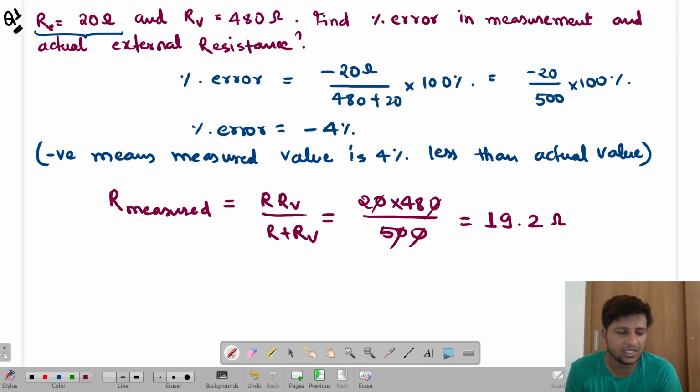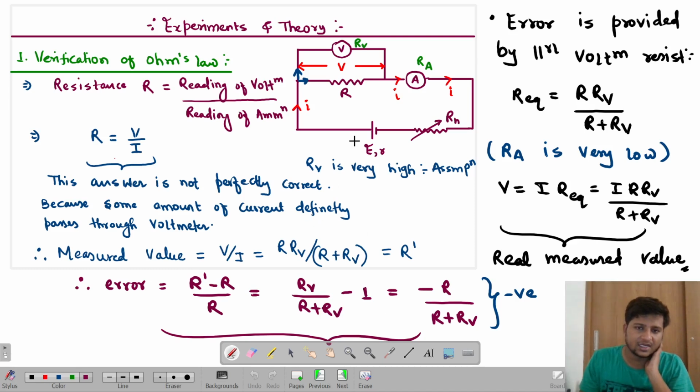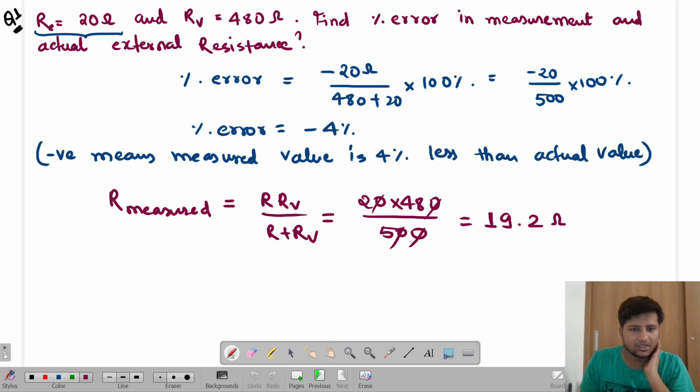So is it less or more than the original value? Less. So this is why I'm getting a negative error. So are you able to understand that I have a measured value which is less than the actual, and this means one thing only, that the measured value needs to be added with some error of 4% to get the actual result. Are you able to get me or not?